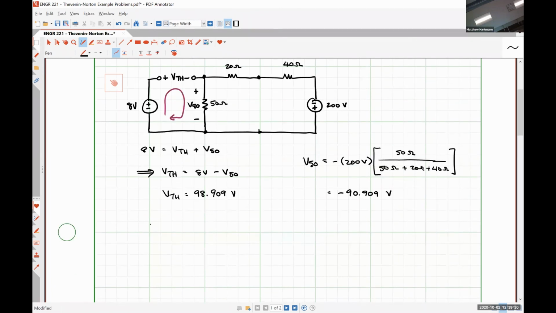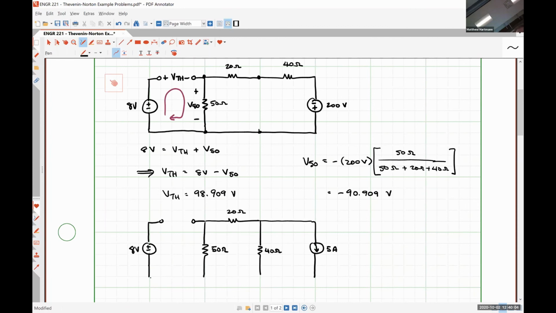So let's see. Here's our 8 volt source. Here's where our 10 ohm resistor was. Here's a 50 ohm resistor. Here's a 20. Here's a 40. And here is our current source, 5 amps, direction down.